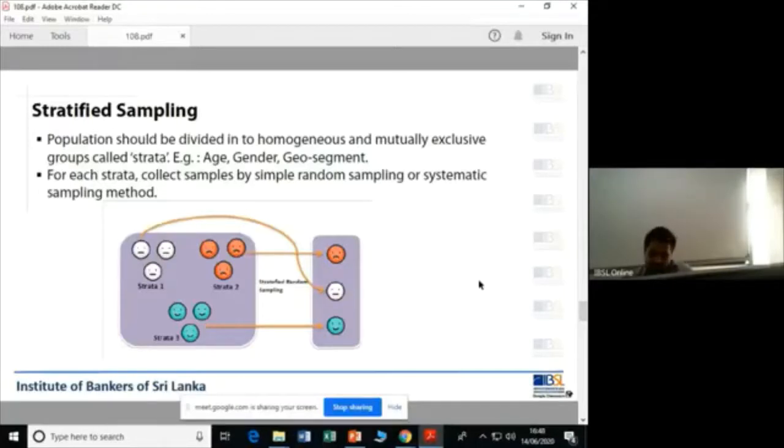In quota sampling, we selected the sample n items based on an educated guess. But in stratified sampling, the difference is that to select the sample n from the population N, you're using a technique based on probability. So you will indirectly give an equal opportunity for the items to be selected in the sample, the sample.